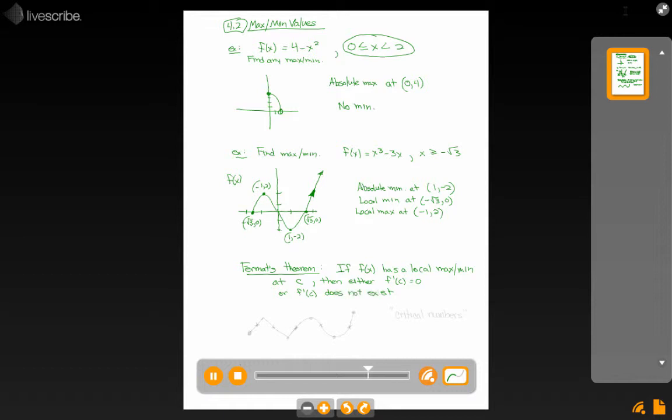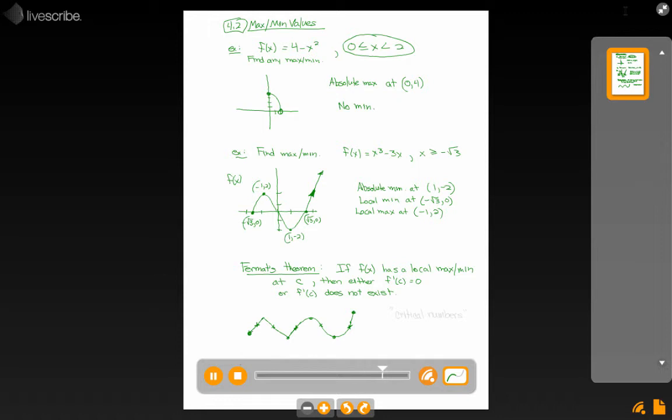Because if it does not exist, you can have all kinds of weird things going on, like on the absolute value function where you have places like that. You can have curves like this where the first derivative is 0, or you can have endpoints where you can't do a derivative, so the derivative is undefined. But that's the only place you're going to have max or min, local max min, is at places like that.